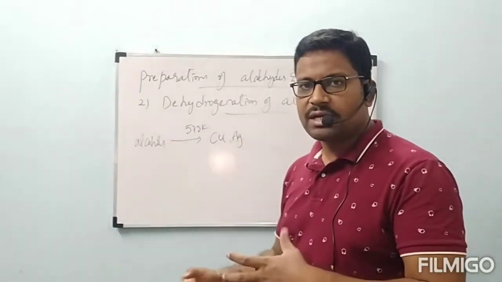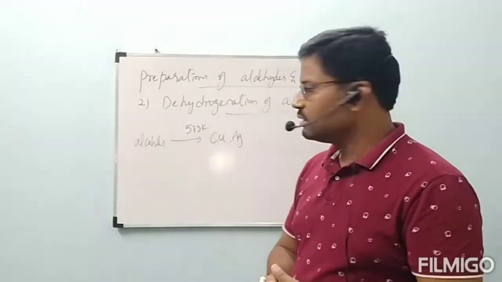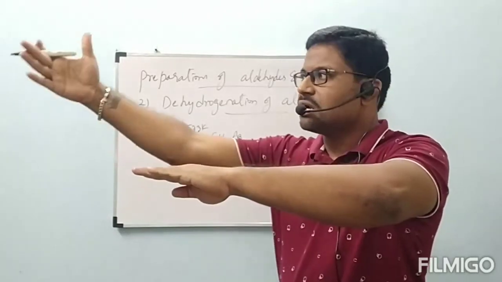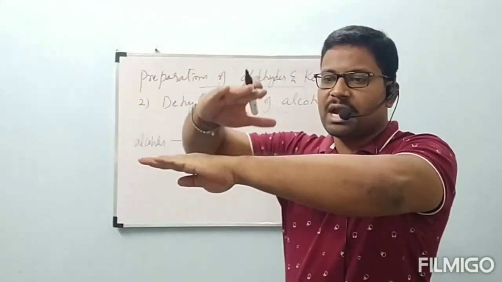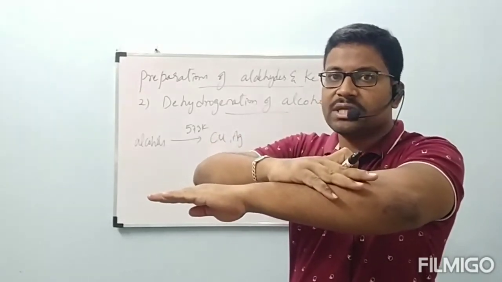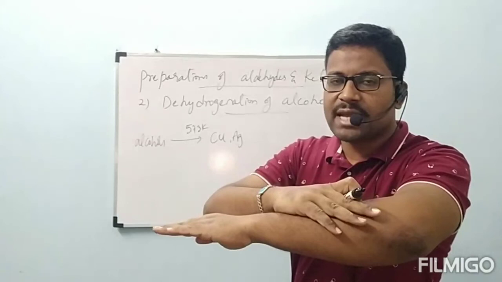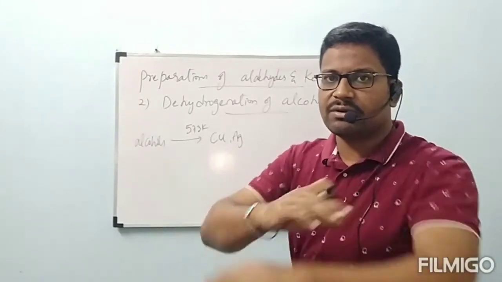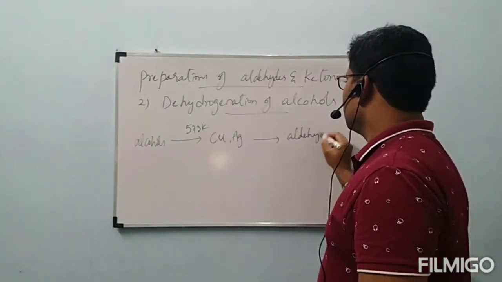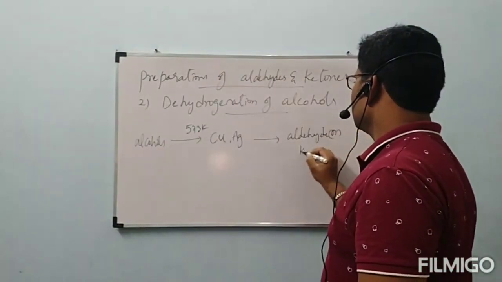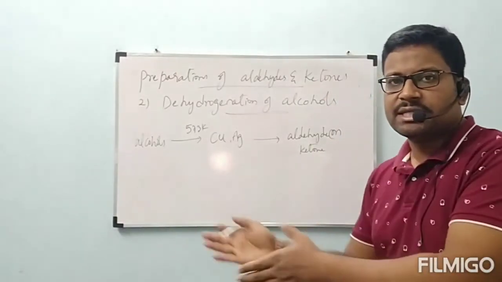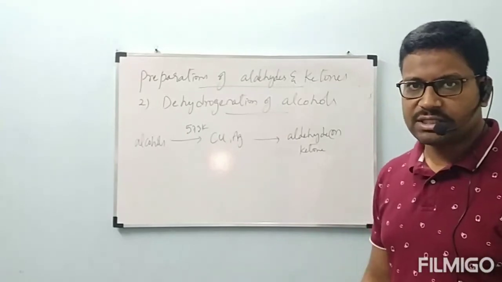The copper or silver is already heated at 573 Kelvin. Then these alcohol vapors are passed through this solid surface, and they will be present on the solid surface and undergo the dehydrogenation process. Here copper or silver is acting as a catalyst. They will undergo dehydrogenation to form aldehyde or ketone. Primary alcohols will give aldehydes, secondary alcohols will give ketones.